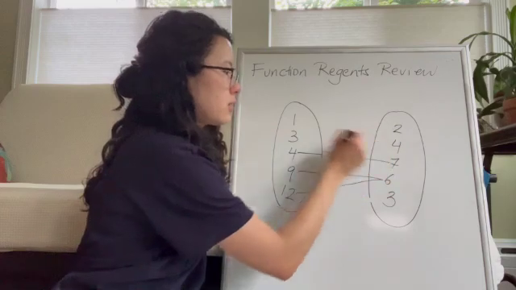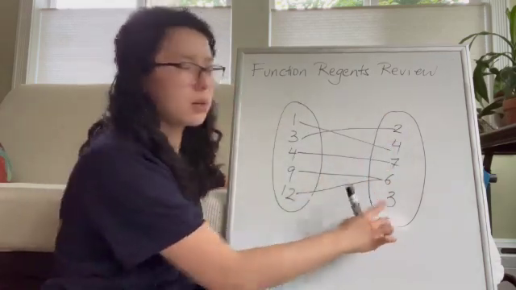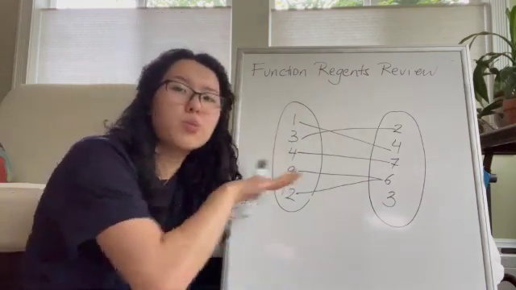So I could fill in the rest of this. Maybe this would go to 2, this would go to 4. This is still a function, even though there's this lonely number 3 over here. It wouldn't matter. This is a function because each of my input values only has one line coming out of it, one output.